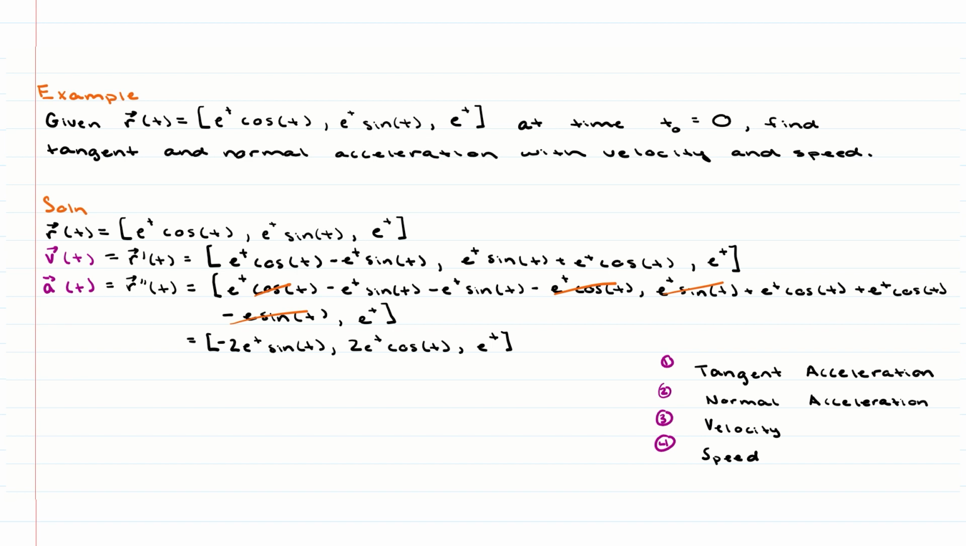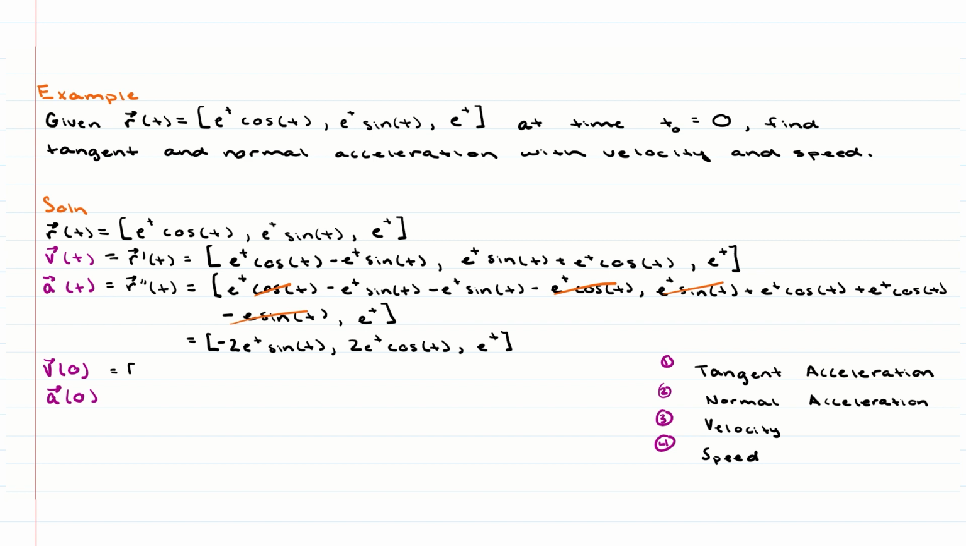And here is our acceleration. It is negative 2 e raised to t times sine of t, 2 e raised to t cosine of t, and e raised to t. Now in our example, remember we were given time as t equals 0. So we're going to plug 0 into velocity and acceleration.